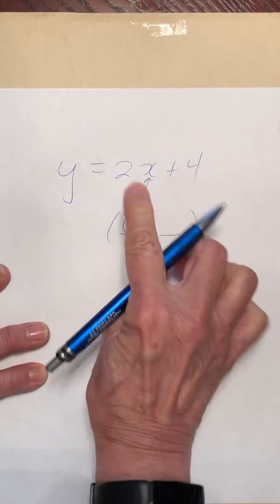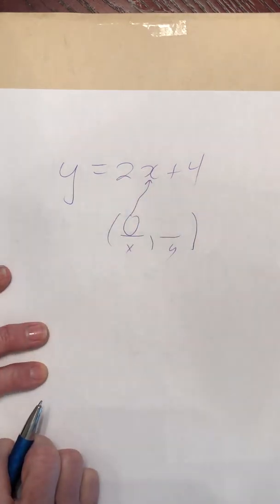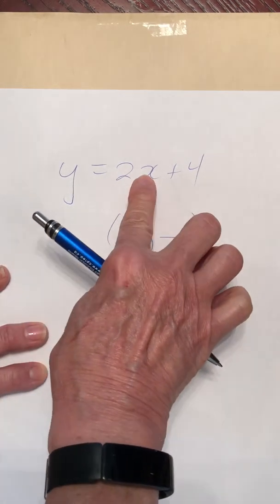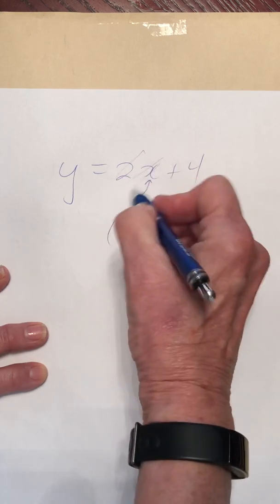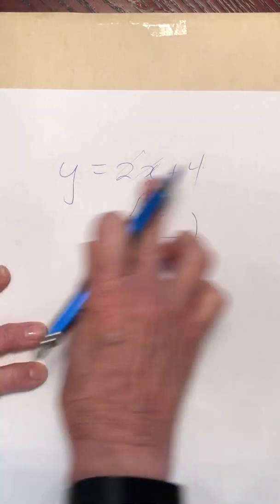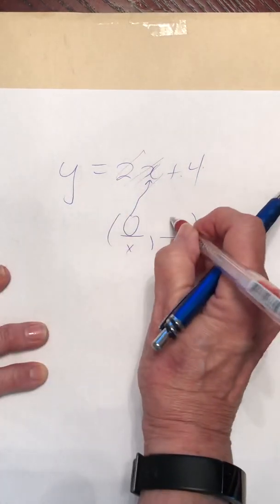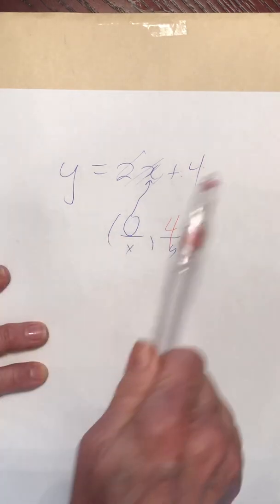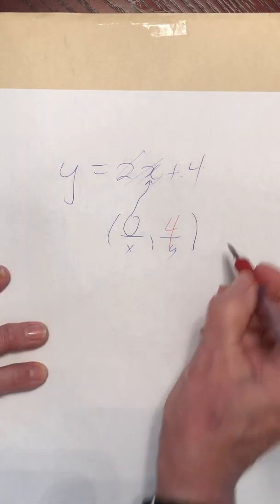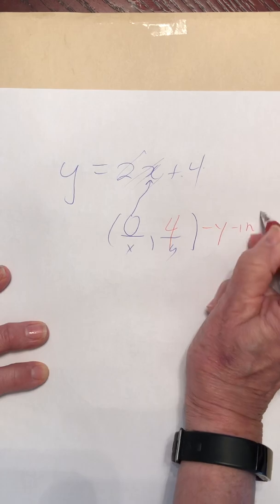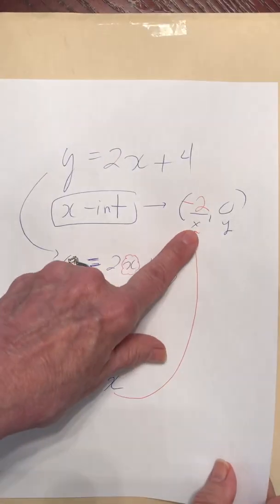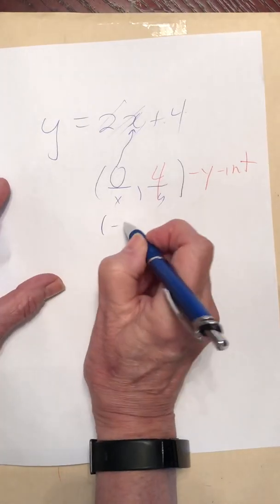So go put a 0 in here and work this out. This is way faster. 2 times 0 is nothing, gone, plus 4. All that's left here says y equals 4. So this point is on this graph, and it is called the y-intercept. The one we just did over here was called the x-intercept.